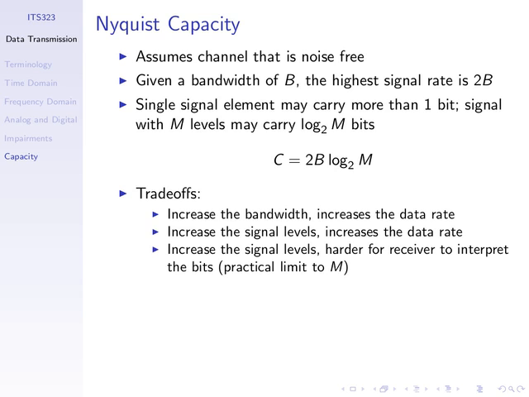Someone help him. What's it going to be? If we increase M to 8 different levels, how many bits per signal element in that case? If we have 8 different levels, each level represents how many bits? His answer was 4,000, not correct. Anyone want to help him? 8 levels. How many bits per level?